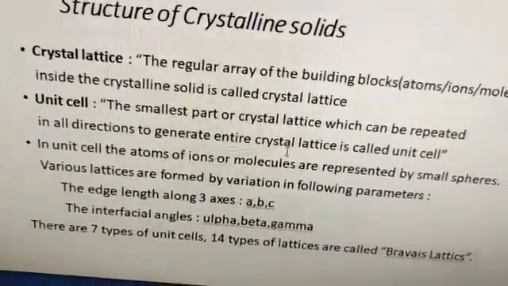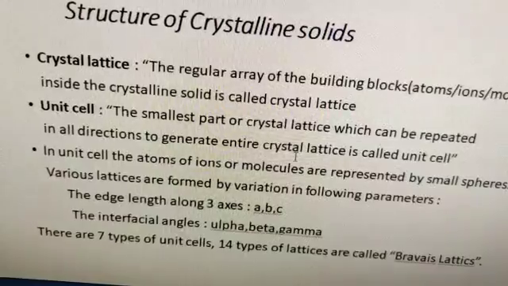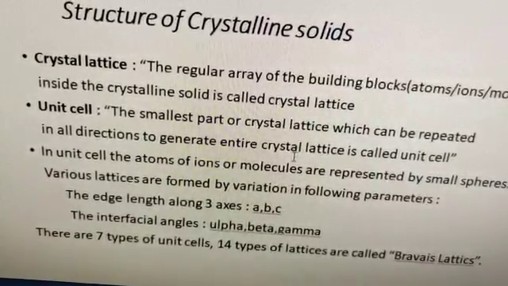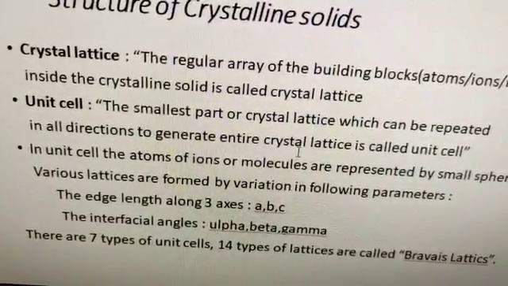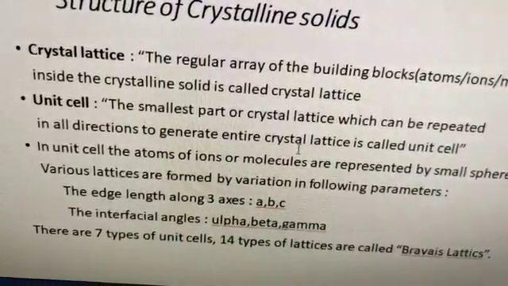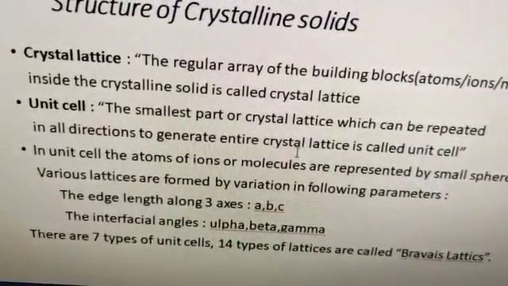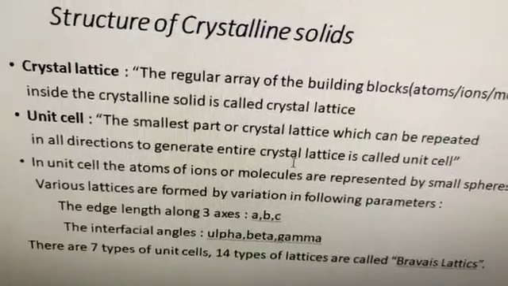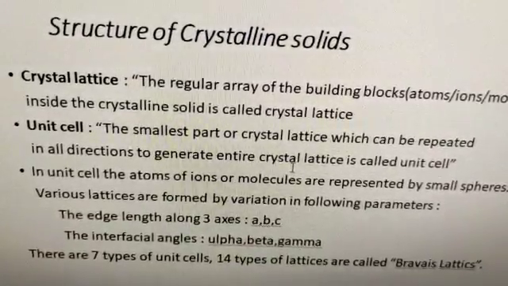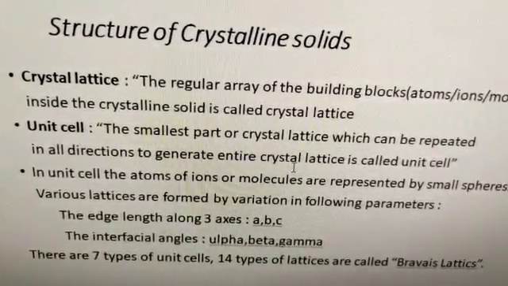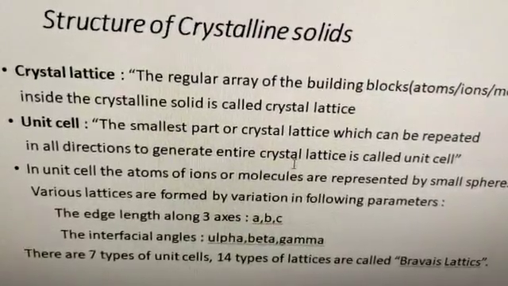Simply, you can see the unit cell is the smallest repeating unit by which the crystal can be made, right? Means one crystal can have many unit cells which are similar, right? This is the concept of the unit cell.